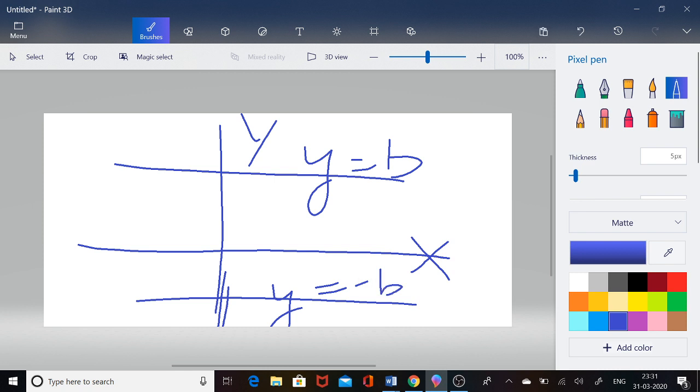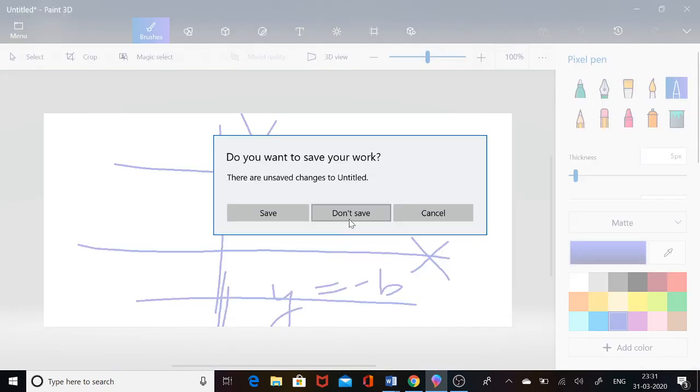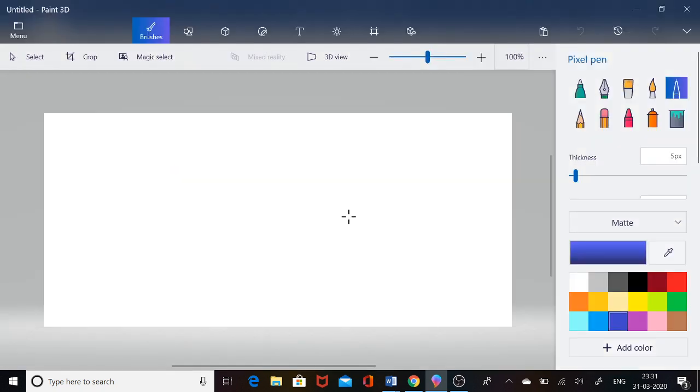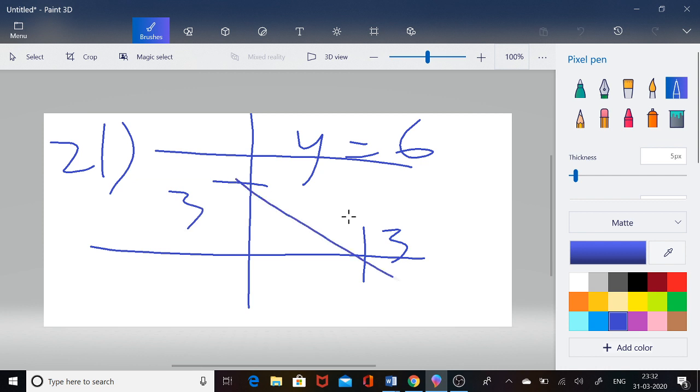Minus b, I call. So according to the same theory, y equals 6, I can plot it easily. Okay, y equals 6 will be over here. This I'm talking for the 21st question. Y equals 6, and x will cut at 3 and y will cut at 3. So the line will go like this.